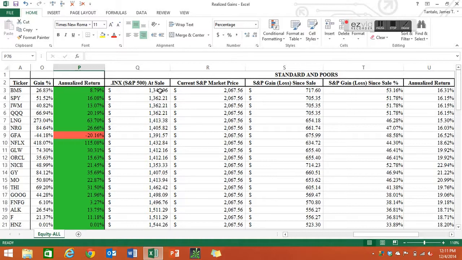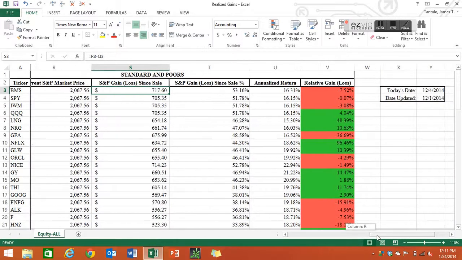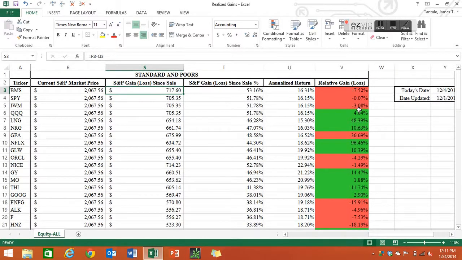And we're doing the same thing with the S&P that we did with our securities over to the left here. We have the value at sale and the market value, and then we have a gain or a loss since that sale, percentaged and annualized. And when you take the difference between the S&P's annualized return and each of our securities' annualized returns, then we get a better picture of what the relative gain and loss would be for each of our securities.